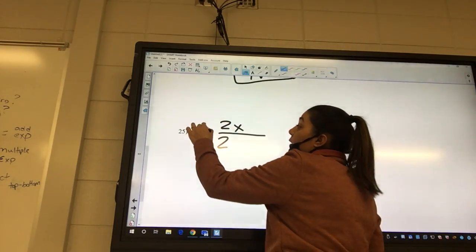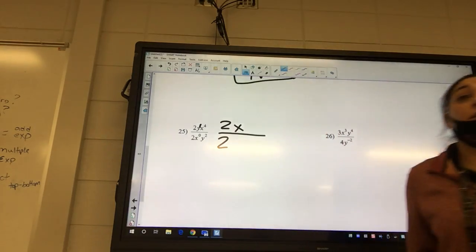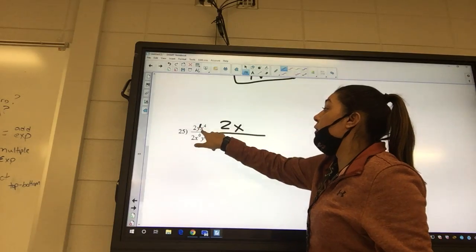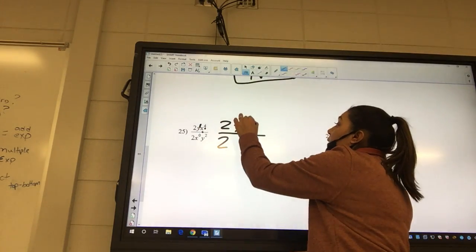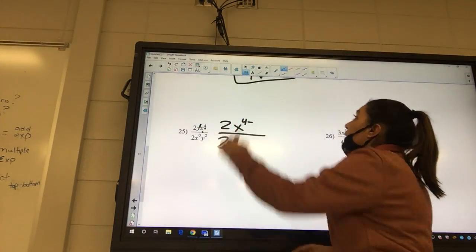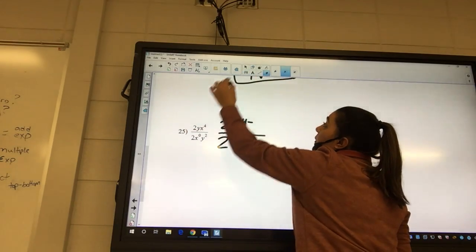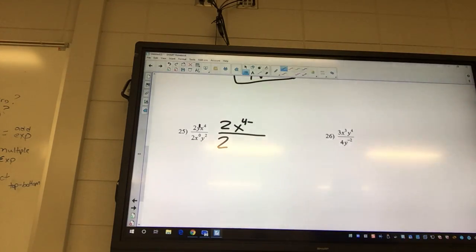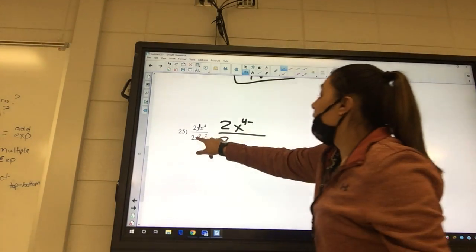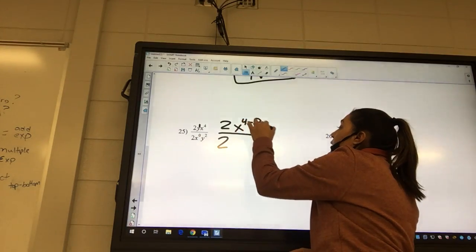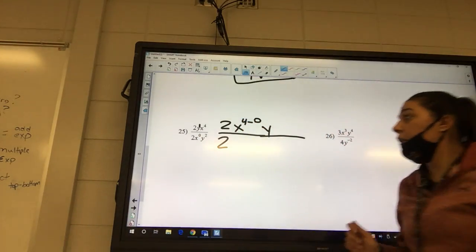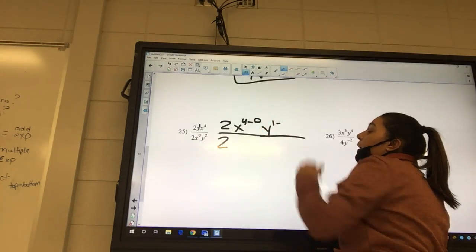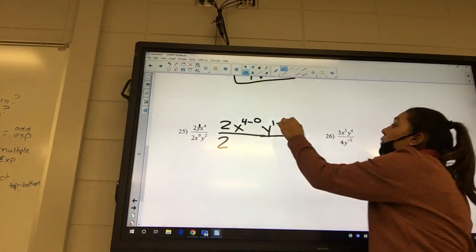You're totally right about that. There is a 1. But we're looking at the x's, and so what x is on top? It's not a 1, really. Here's our x, and the 4 is with it. So it's going to be 4 minus, what is the x on the bottom? 0. We have to look and find the x and see what number goes with it, and it's going to be 0. So we're going to have y to the, what's on top for the y's? 1 minus 2. Perfect.